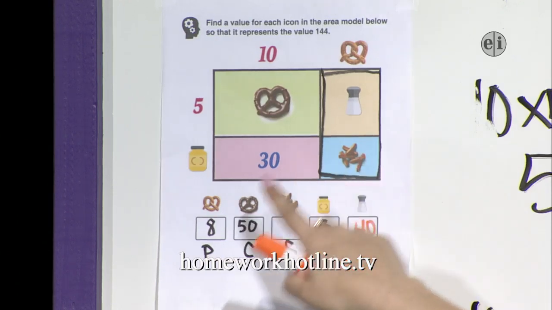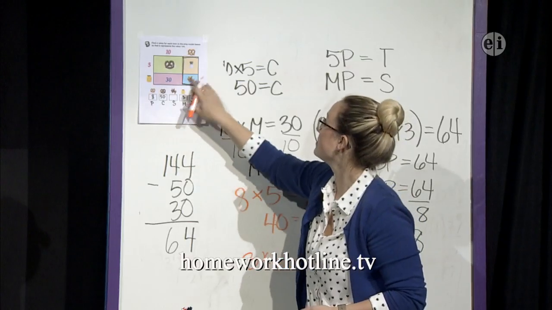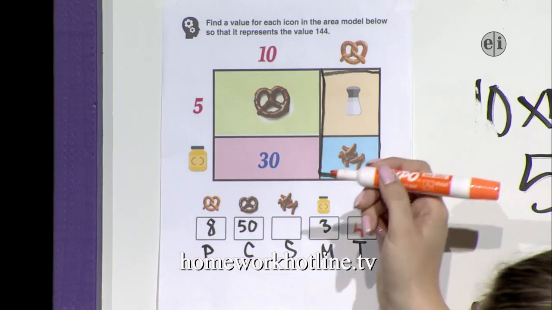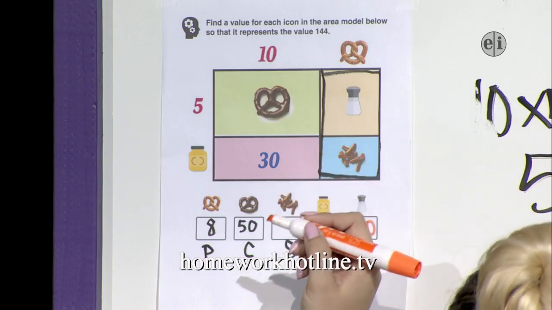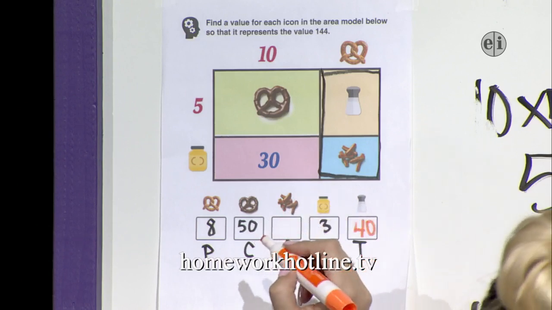To find our pretzel sticks, we have mustard, which is 3, times pretzel, which was 8, equals 24. T was salt. Yeah, so our pretzel sticks. I think I just wrote the wrong variable again. Okay, sorry, I got confused. 24.